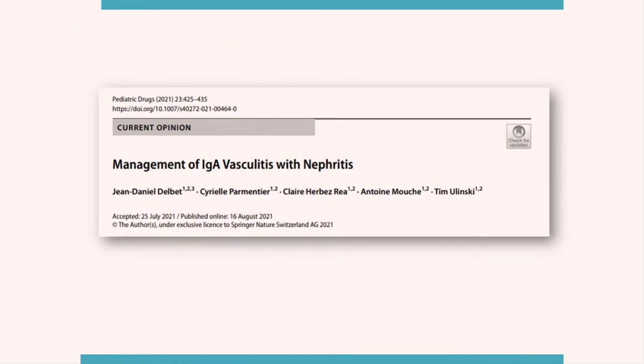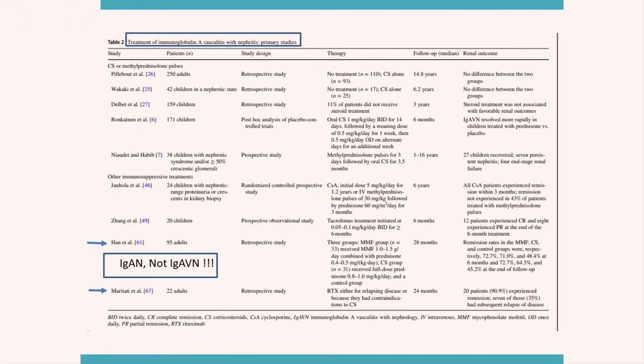Before I start, when I was reviewing this body of literature, I came across this article, and I was so happy because it was like a summary table on all the treatment of IgAVN. But when you look carefully, some of the references they put under IgAVN were actually for IgAN. So you have to be very careful when you are appraising the literature about the use of immunosuppressants in this disease, because sometimes they just got mixed up.